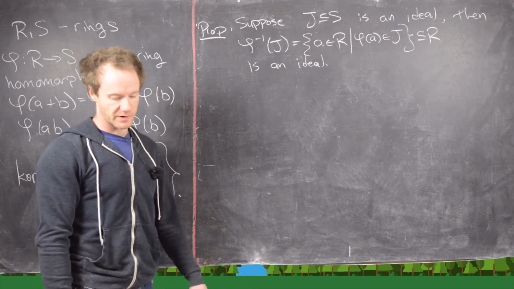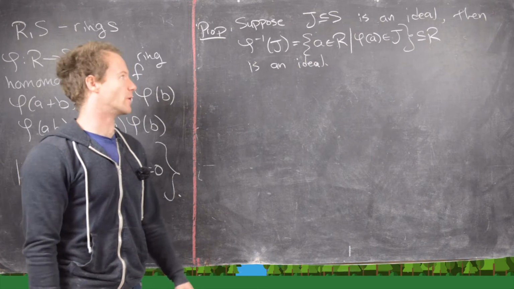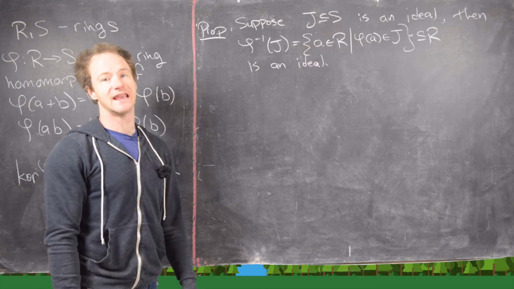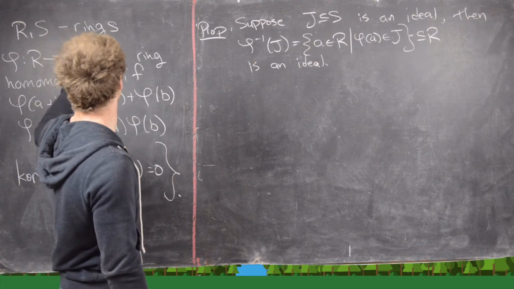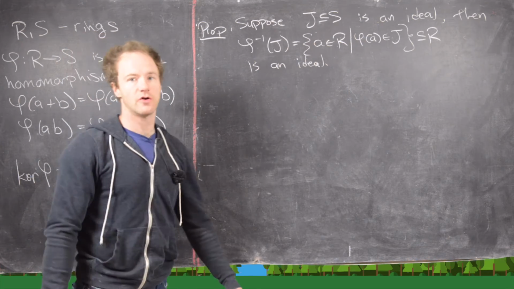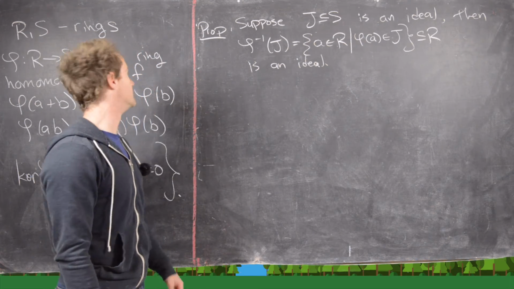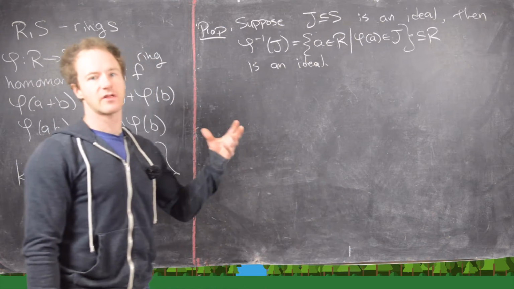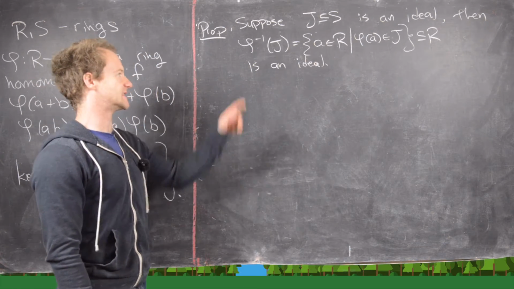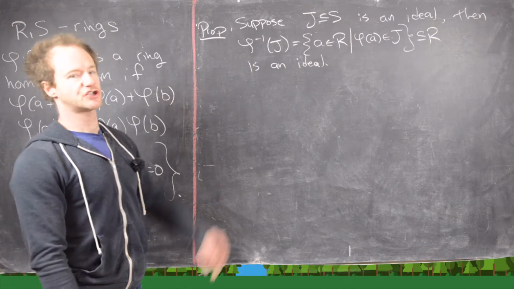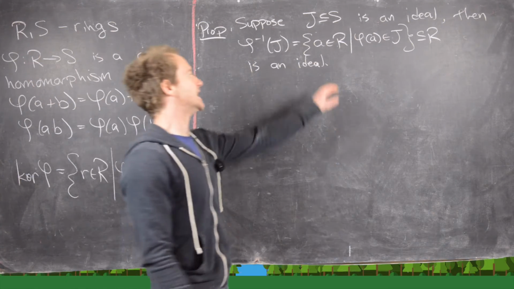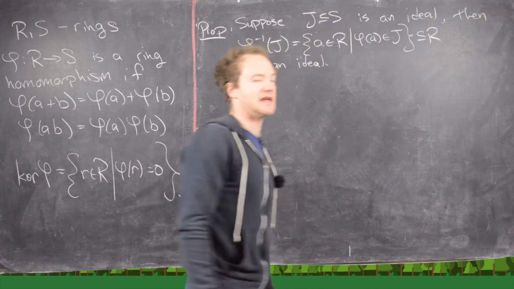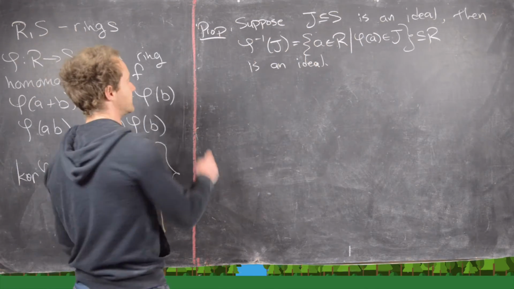The next result we want to prove is actually a generalization of what we just did. So let's go ahead and suppose that J is an ideal of the ring S, which is the codomain of this homomorphism. Then phi inverse of J, in other words, the inverse image of J, is an ideal of R. So let's just recall that the inverse image is all elements from R that get mapped into J.